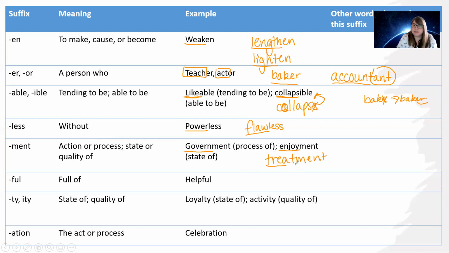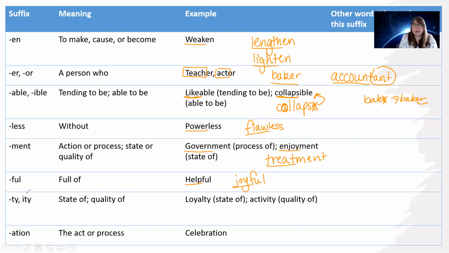Treatment is the process of treating something. All right, next we see the one that we talked about from our previous slide, FUL. FUL, full, means to be full of something. So helpful means to be full of help. We might also use a word like joyful, meaning to be full of joy.